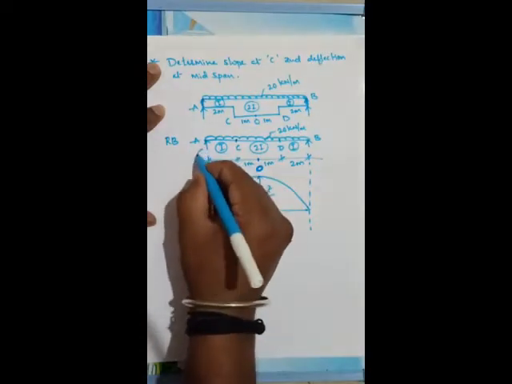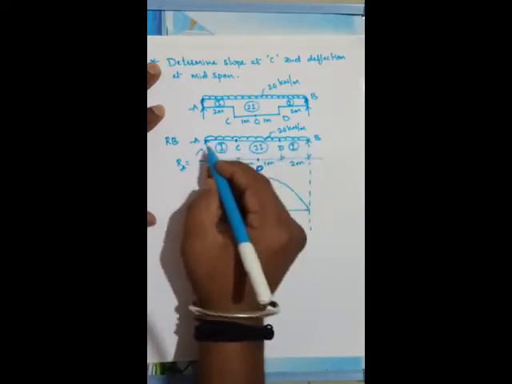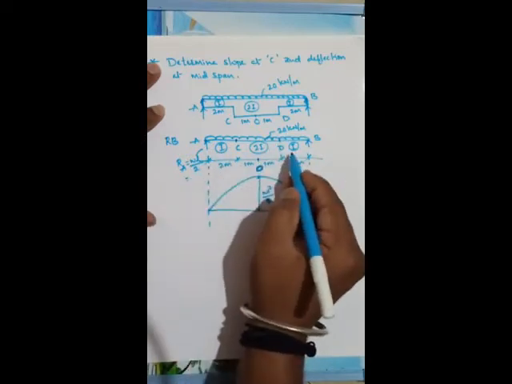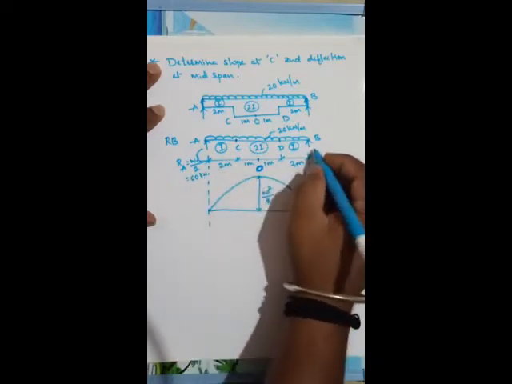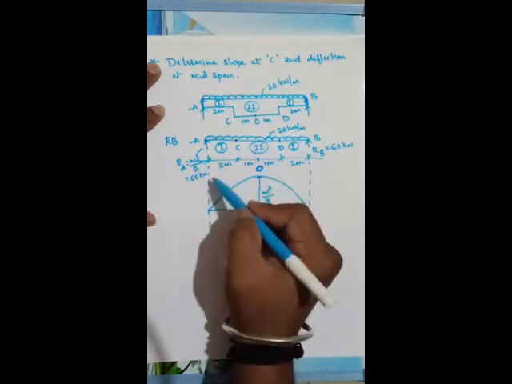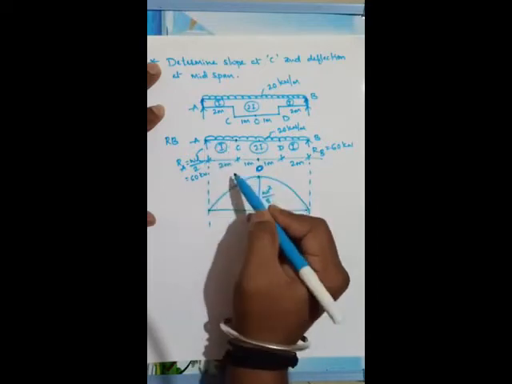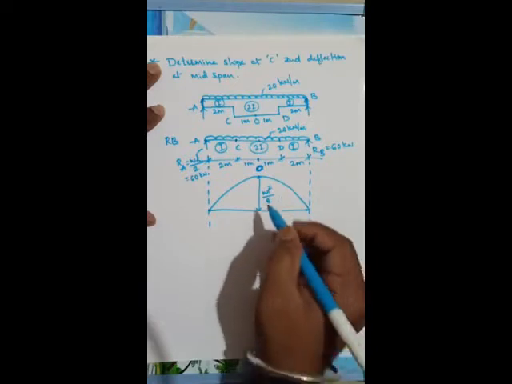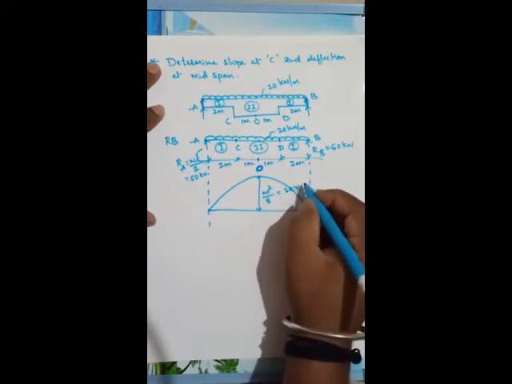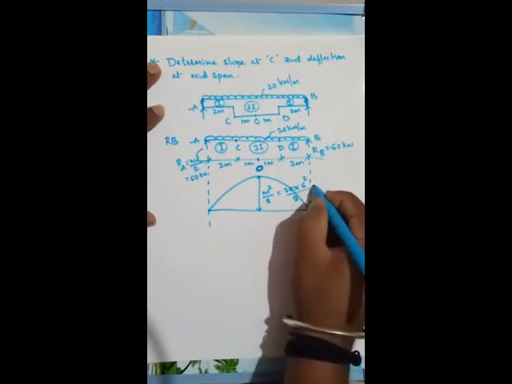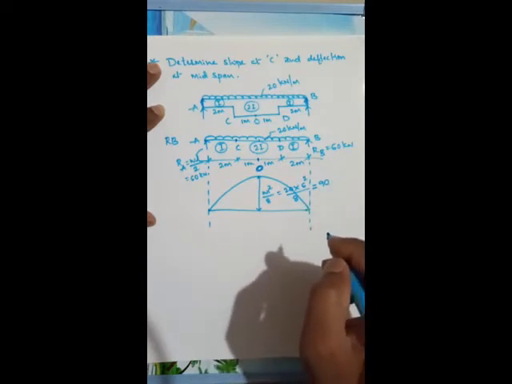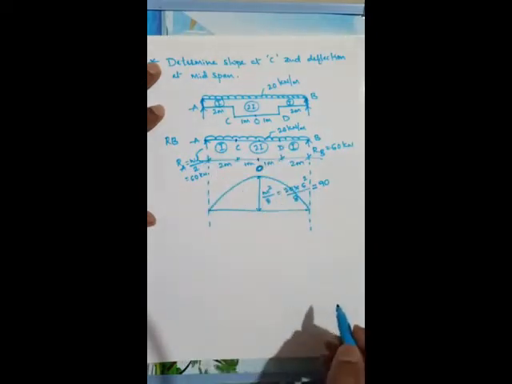Or else the reaction RA is the total load divided by 2, so W into L by 2. W is 20, 20 into 6 is 120, 120 divided by 2 is 60 kN. So even RB is 60 kN. Exactly at the center, the maximum moment is 60 into 3 minus this UDL, 20 into 3 into 3 by 2. Again you will get the same value, WL square by 8. With W is 20, L is 6, square divided by 8, you will get 90 kN-m.